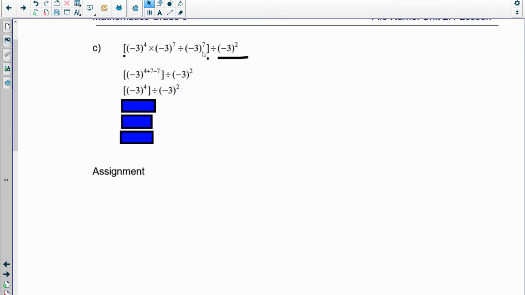Now that my numerator is completed, I can now go and put these two together. 4 take away 2 means that I've got negative 3 to the 2, and of course when you multiply it by itself, a negative times a negative is a positive, right? And of course 2 means you go negative 3 times negative 3, your final answer is going to be positive 9.